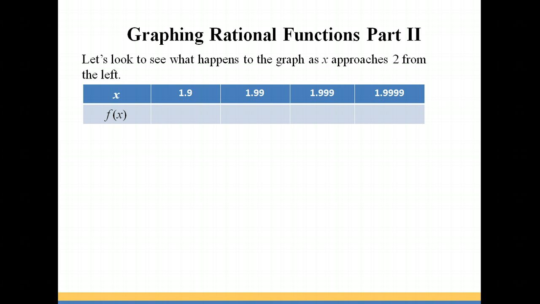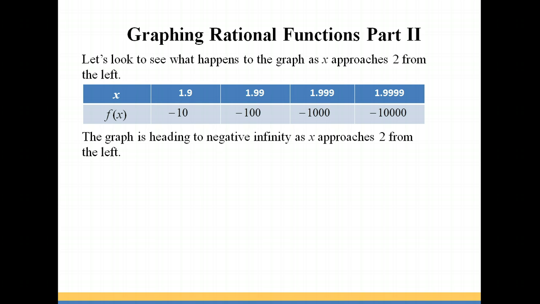Now we had another undefined value at positive 2, so we want to see what happens to our graph as we approach positive 2. I picked a few numbers very close to 2. Starting at 1.9, my output is negative 10. At 1.99, I have negative 100. At 1.999, I have negative 1,000. And if I go a little closer to 2, I have negative 10,000 for 1.9999.